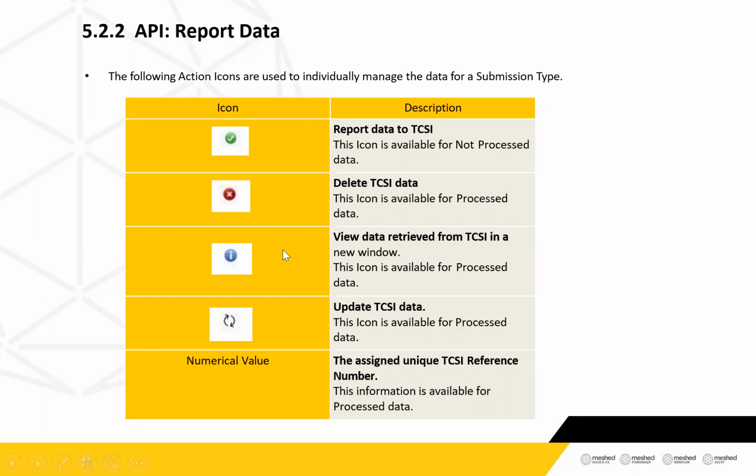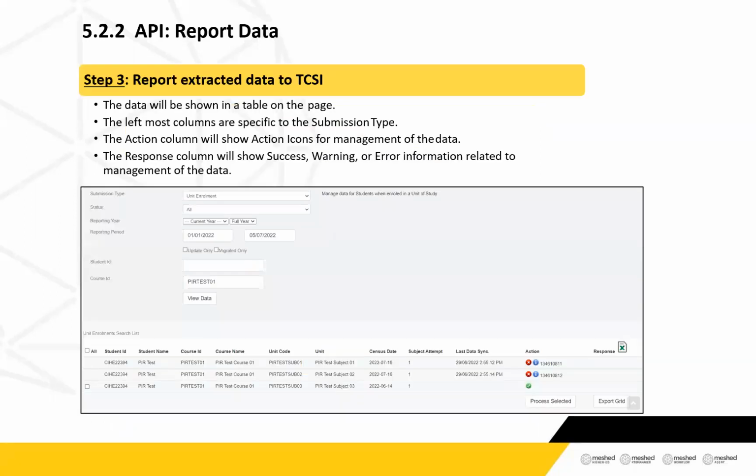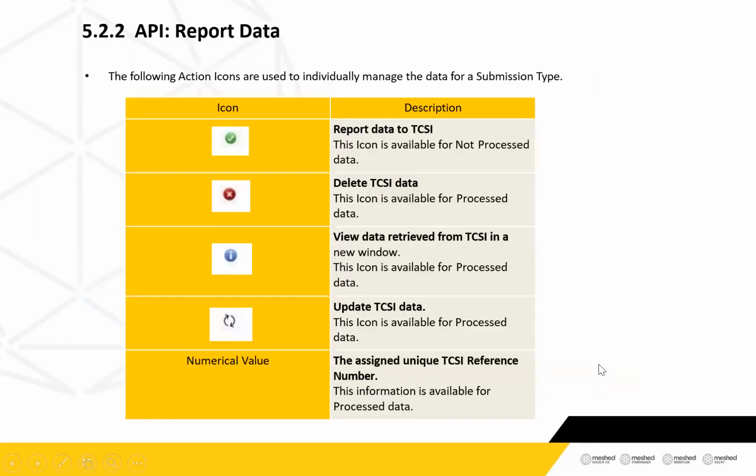Next is the blue button. This blue button will help you to capture data from the TCSI portal in real time to see what data got reported actually. Last is the update icon. As I have explained before, you can use this to sync updates that have been done at Meshed but not yet synced to the TCSI portal. And last is the numerical value. This numerical value is nothing but the UID. That's what we call the unique ID that we receive from TCSI whenever we report any data. So that ID is nothing but the identifier for that one particular record at the TCSI end.